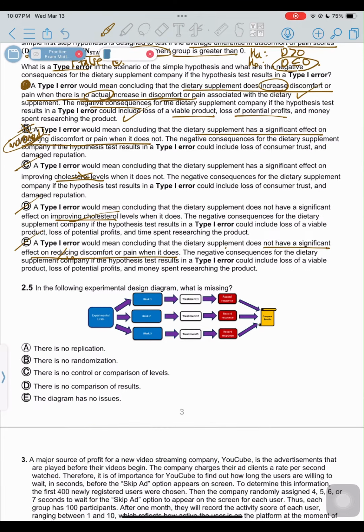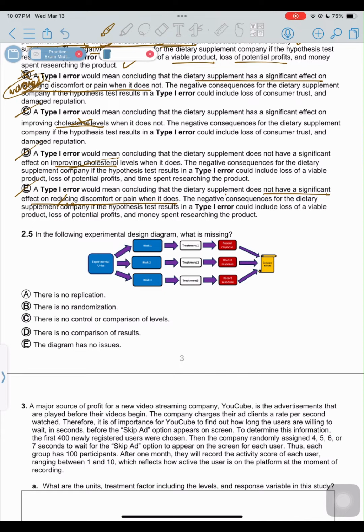So next question, 2.5. In the following experimental design diagram, what is missing? So in the experiment, you have to have randomization, right? And if you look at block 1, 2, 3, it has treatment group and recording, but there's no randomization. There's no specific way how it is randomized to put the participants into block 1 or 2 or 3. So the correct option is indeed B.